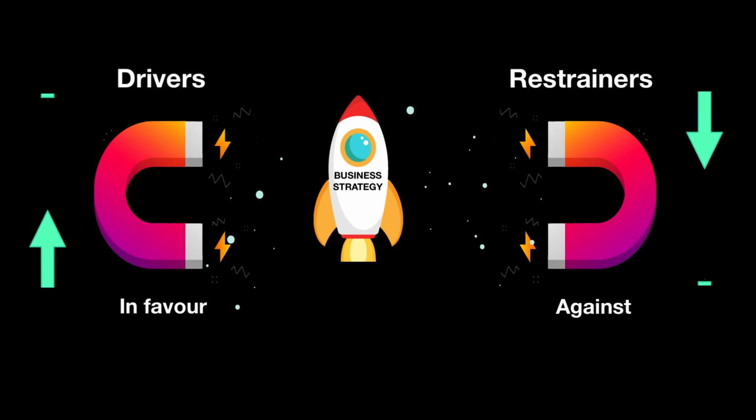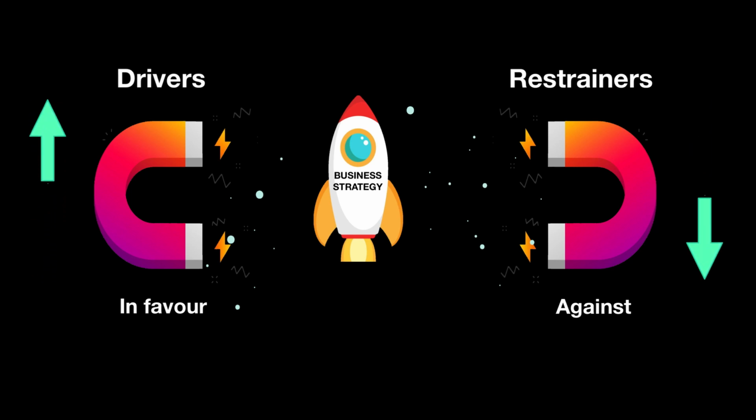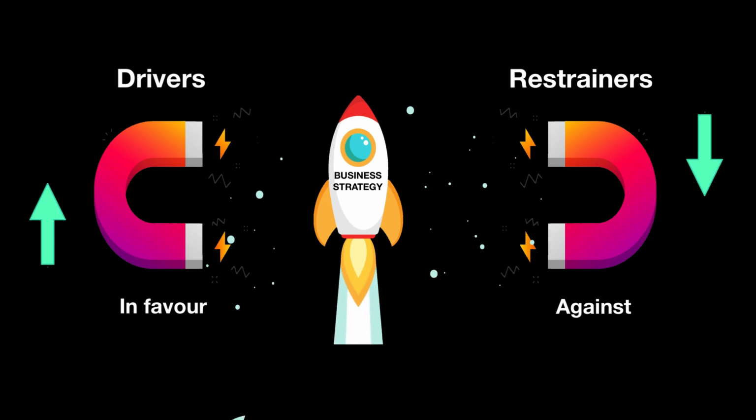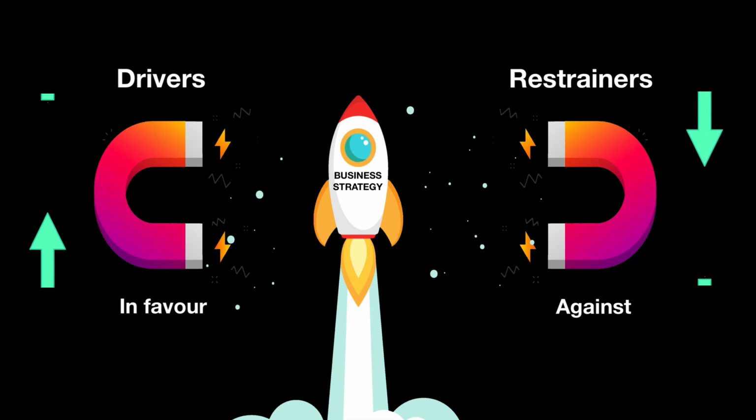When you have a situation where your drivers outweigh your restrainers, that's when the company can be sure about their business strategy and go ahead with it. And if that situation arises, then the business would start seeing its growth strategy take off into the stratosphere.